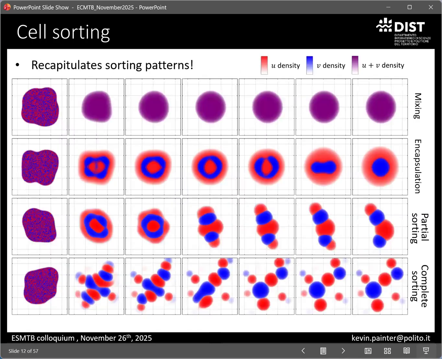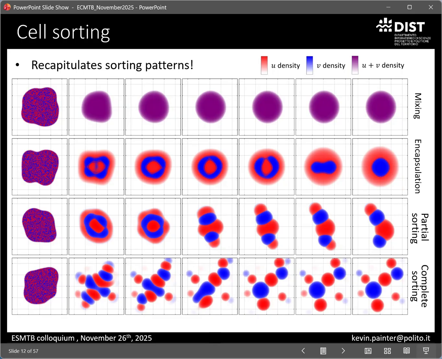And even more encouragingly, it is able to pretty well recapitulate all of those different sorting patterns by changing the parameters of this basic model. So if you choose the parameters appropriately, you get the right mixing case, you get the encapsulation case and the various other scenarios.